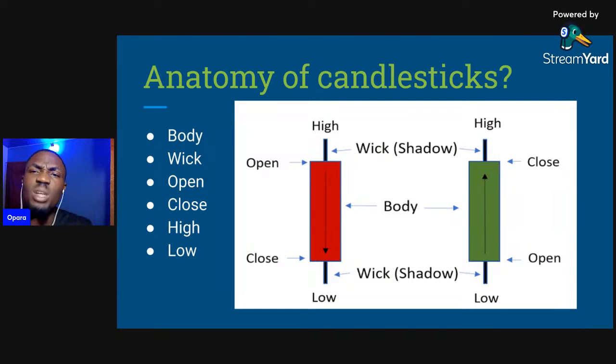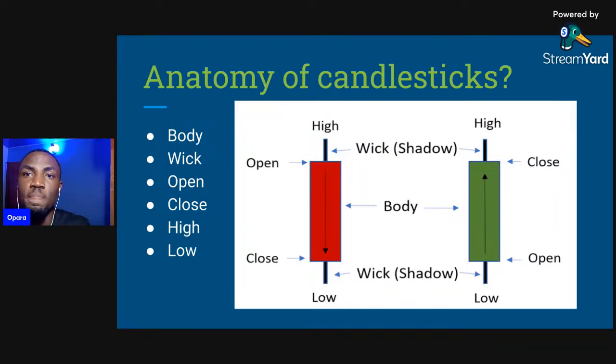Now, what is the wick of the candlestick? Just like in a normal candle, it has a rope. That rope is what we call the wick of the candle. Don't worry, as we progress you're going to understand the usefulness of the wick. For the candlesticks on the chart, the wicks can come out on both sides. A normal candle has the wick on just one side, but candlesticks on the chart most times have two wicks, one at the top and one at the bottom.